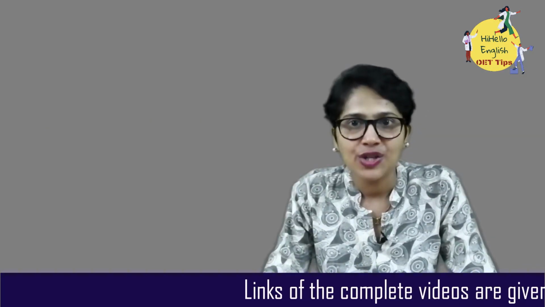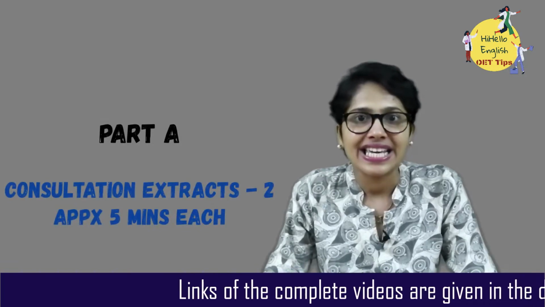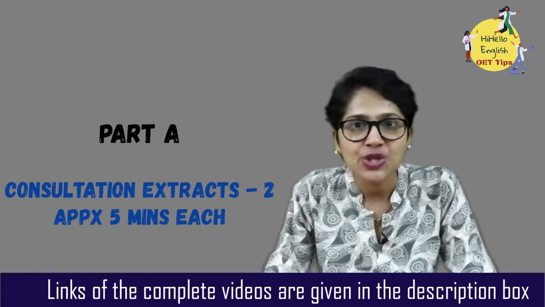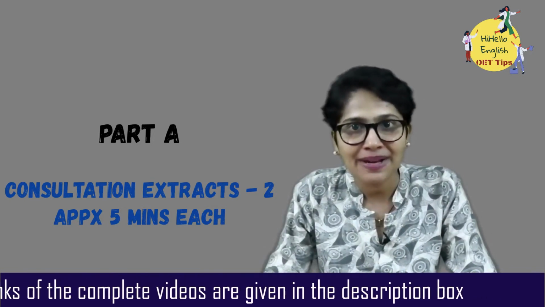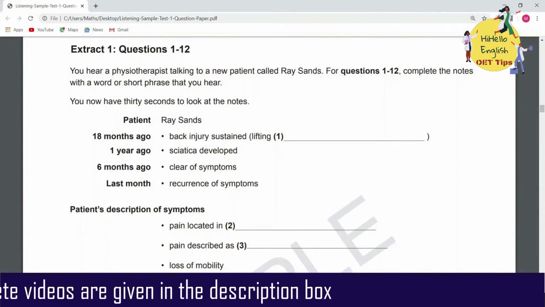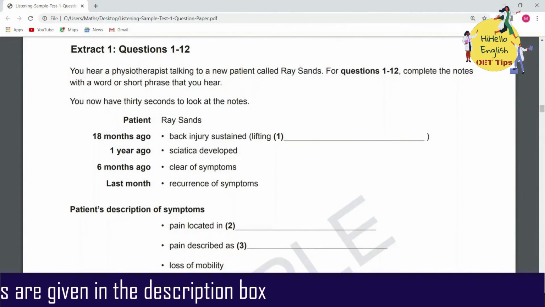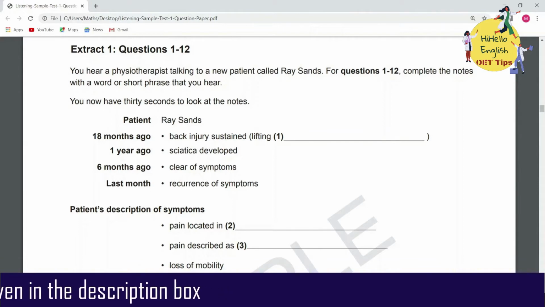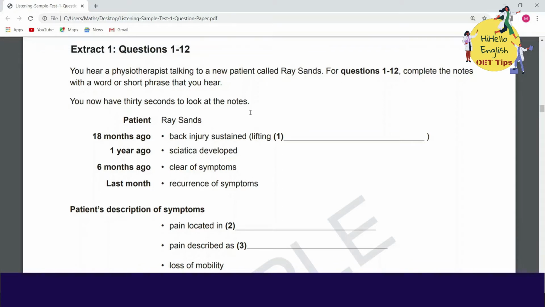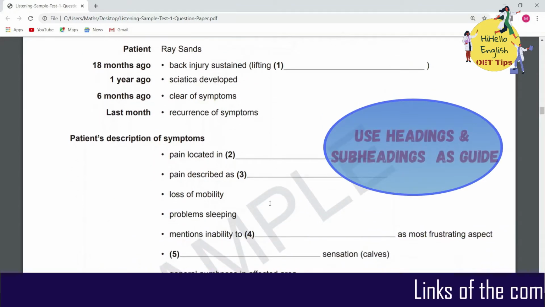In part A, you get 2 consultation extracts. In each extract, which is approximately 5 minutes duration, you will listen to a consultation between a healthcare professional and a patient. This is the first part of part A of a sample question paper. The context of the conversation is given in the beginning. It is a physiotherapist talking to a patient, and you will get 30 seconds to read the notes before the start of the conversation. The conversation goes in the order of the notes and the headings are your guide.